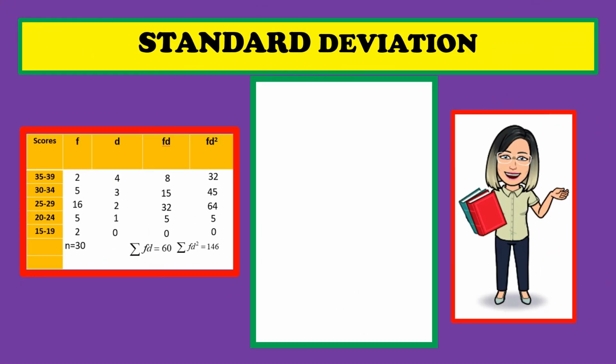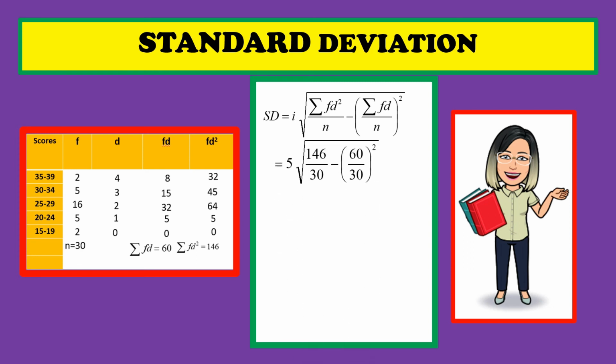Using the formula for standard deviation using the deviation method, we have the standard deviation equals i times the square root of summation of FD squared over n minus the summation of FD over n, squared. So our i is 5. Why 5? 15, 20, 25, 30. So i is 5. Summation of FD squared is 146. Summation of FD is 60. And our n is 30.